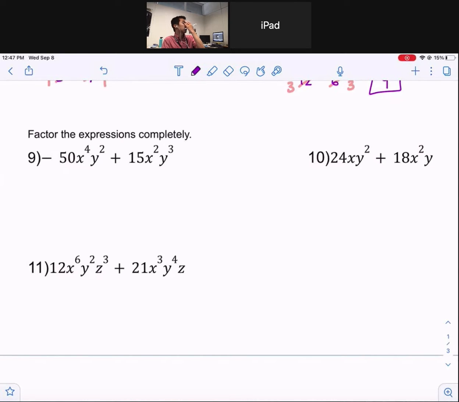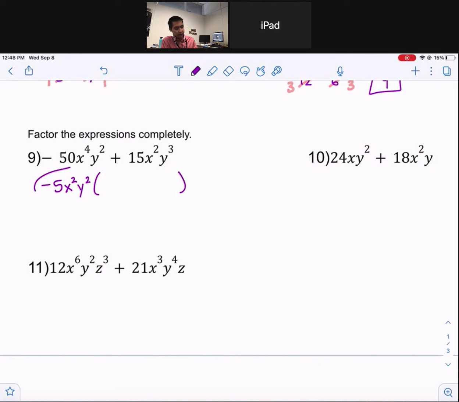So let's look at the numbers or the coefficients first, right? First off, there's a negative in the front. I already know I can factor out a negative. Now, between 50 and 15, you could divide both by 5. Now, let's keep on going. Look at the x variables. You can take away 2 x's from both, so x to the second. Look at the y's. You can factor out or take away 2 y's from both, so y to the second.